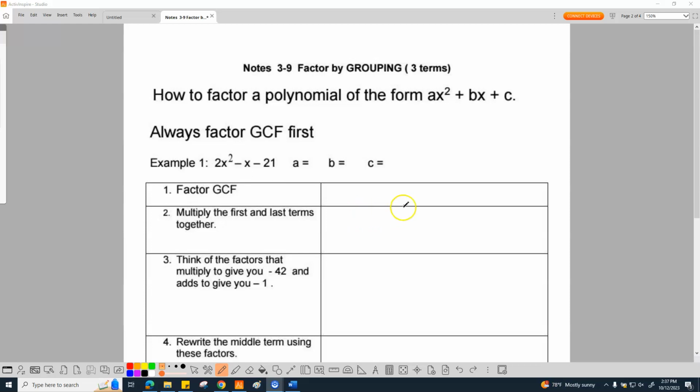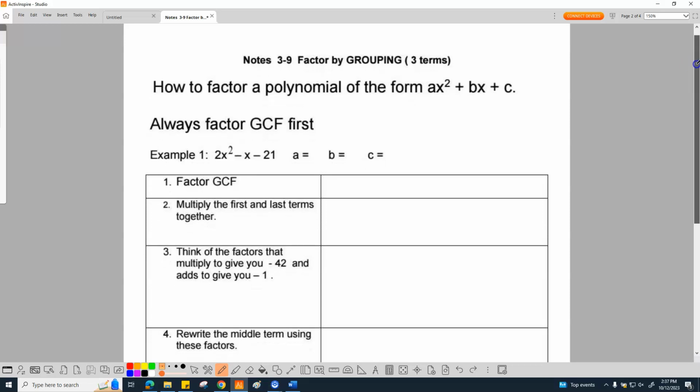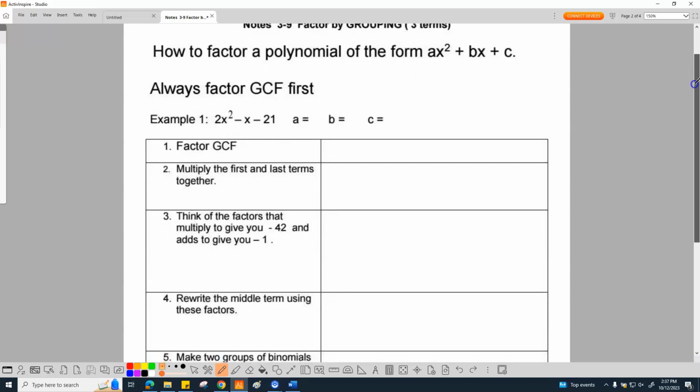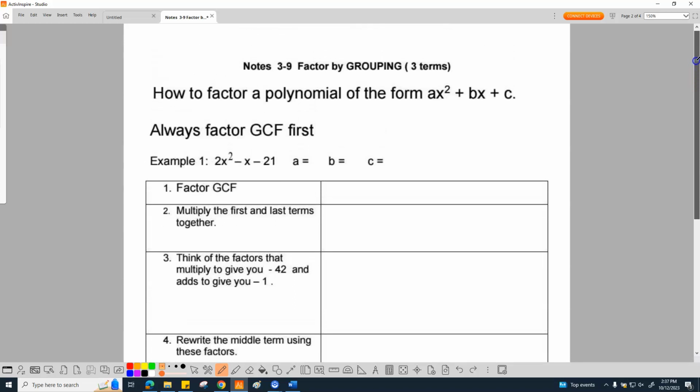Okay, so we've learned how to factor for 4 terms, and now what I'm going to teach you is how to factor for 3 terms. There's one extra step that you have to pay attention to make sure you can do it. So let's go ahead and look at example 1 on the notes for 3-9.